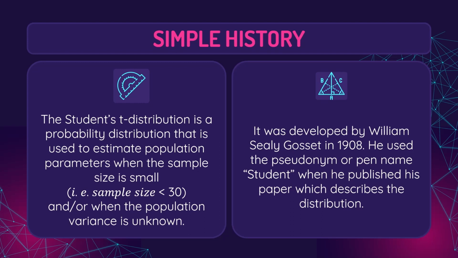The t-distribution, class, was developed by William S. Gosset in 1908. He used the pseudonym or pen name Student when he published his paper which describes the distribution. That is why it is called student's T distribution. He worked at a brewery and was interested in the problems of small samples, for example, the chemical properties of barley. In the problem he analyzed, the sample size might be as low as 3.